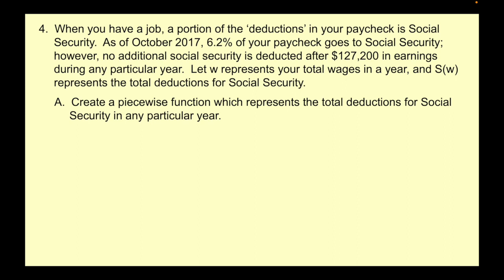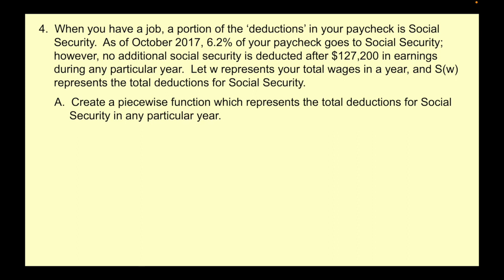So moving on to number 4, when you have a job, a portion of the deductions in your paycheck is Social Security. As of October 2017, 6.2% of your paycheck goes to Social Security. However, no additional Social Security is deducted after $127,200 in earnings during any particular year. Let W represent your total wages in a year, and S of W represent the total deductions for Social Security.